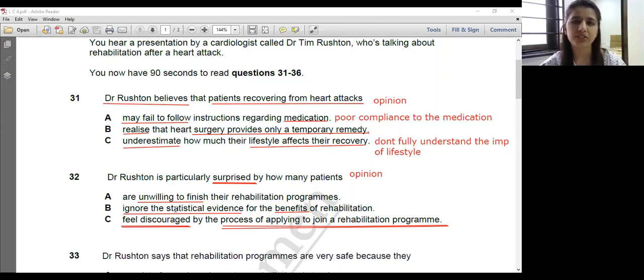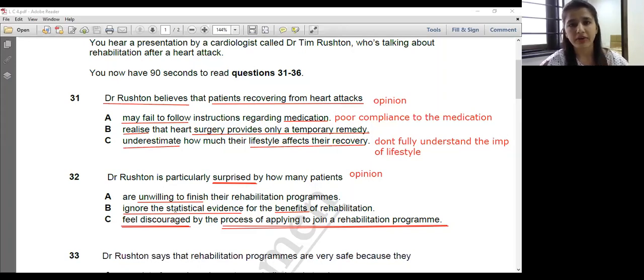Attitude and opinion questions are always summarizing. If I meet a stranger, would I finalize their attitude just based on one word that they have said? No, I would sit back and observe their behavior, their body language, their tone, the way they are speaking with others, and then I would build up a perception about their personality or their attitude or their opinion.